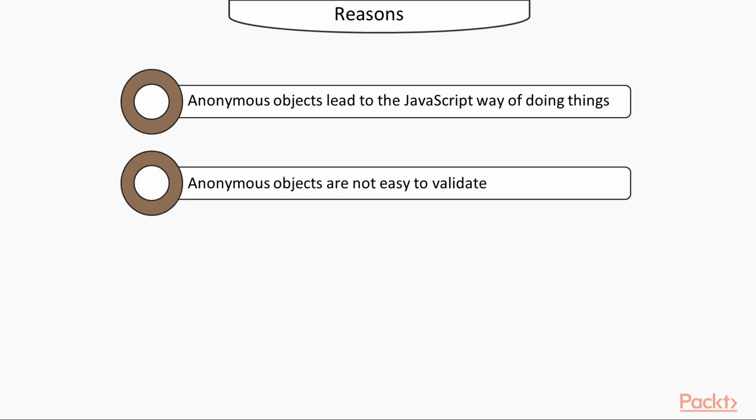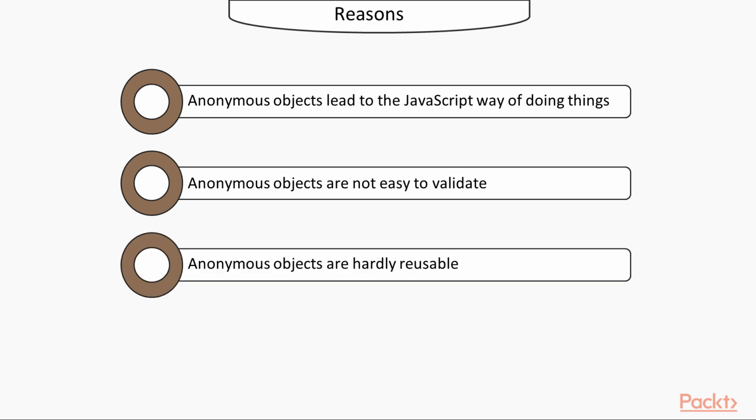Anonymous objects and their properties are not easy to validate. We don't want our data items to be error-prone or forced to deal with missing properties or anything like that. Anonymous objects are hardly reusable and won't benefit from many Angular handy features, such as the object mapping, that will require our objects to be actual instances of an interface and/or a type.